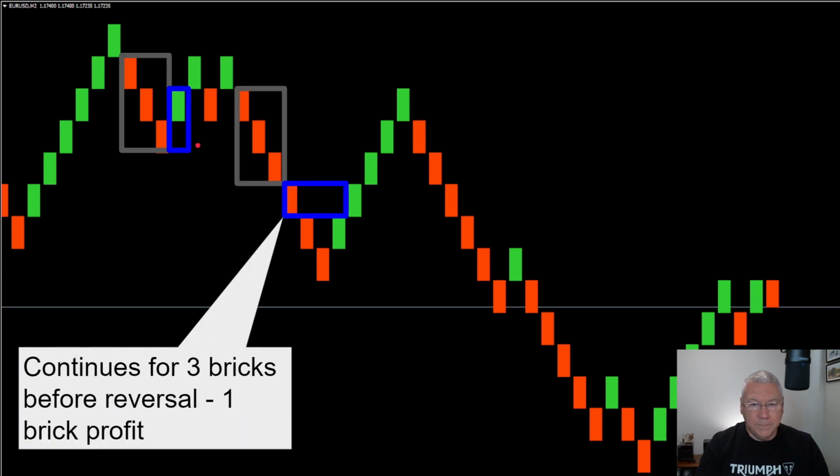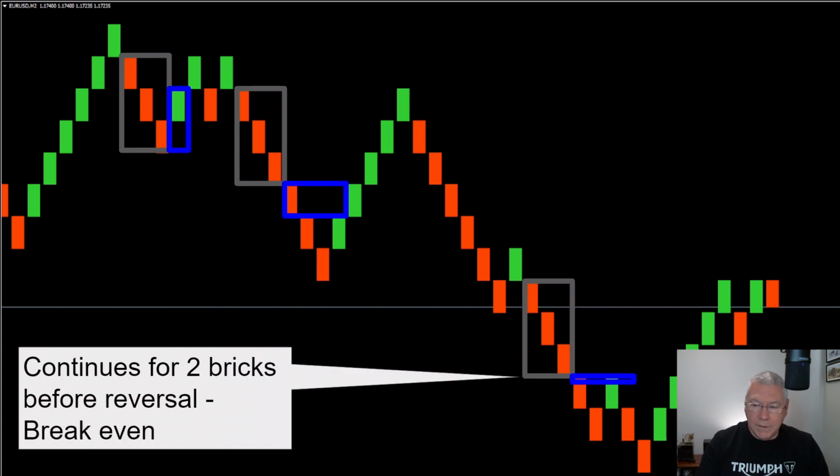this brick begins at the top of my entry brick and closes here, so I've lost by 2 if there's an immediate reversal. In this case here, the trend continues for 3 bricks before reversing, and I've effectively made a profit of 1 brick that I've highlighted with the box here, because I reverse, close at the top of this brick, which means that I've given back 2 bricks of the trend that moved, and I've made a profit of 1 brick. In this case, I have 3 bricks starting the trend, then 2 more bricks continuing the trend, and 1 brick reversal, giving me a break even.